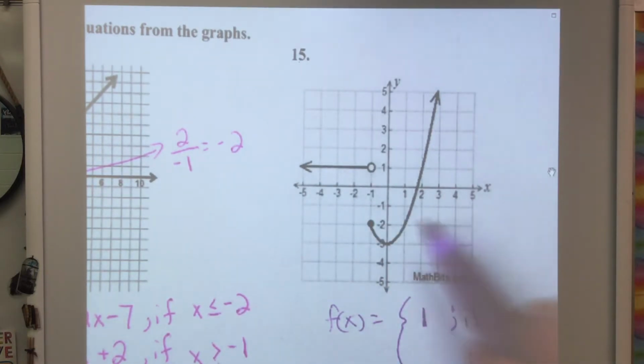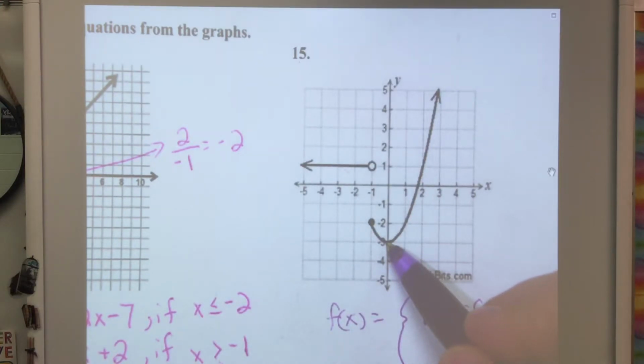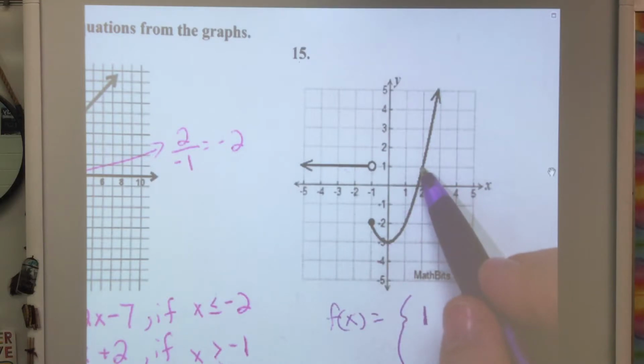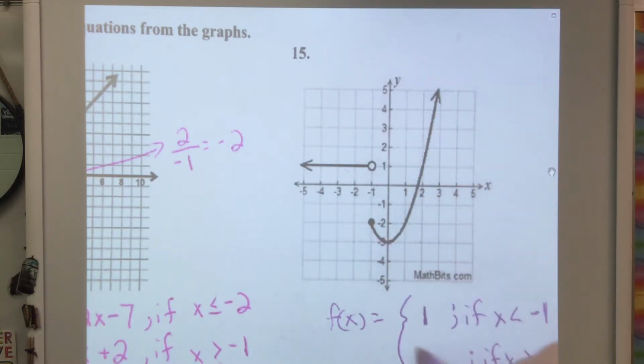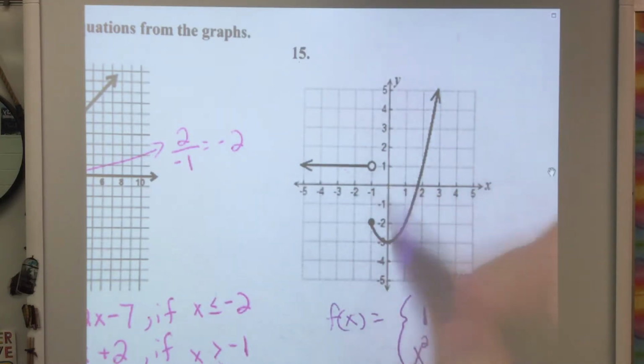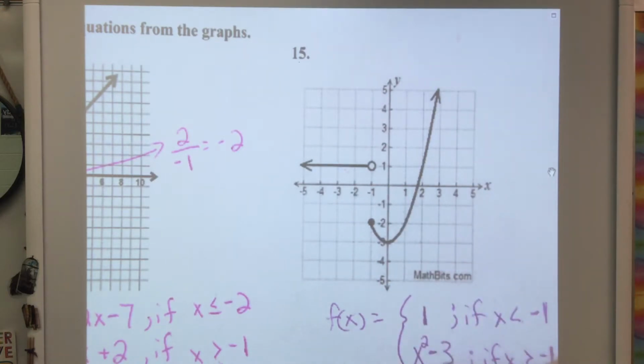And in this case, my parabola, it still has over 1 up 1, over 2 up 4, so it is just the parent function being moved. So I'd have x squared, and then it goes down 3, minus 3. And that is the equation for number 15.